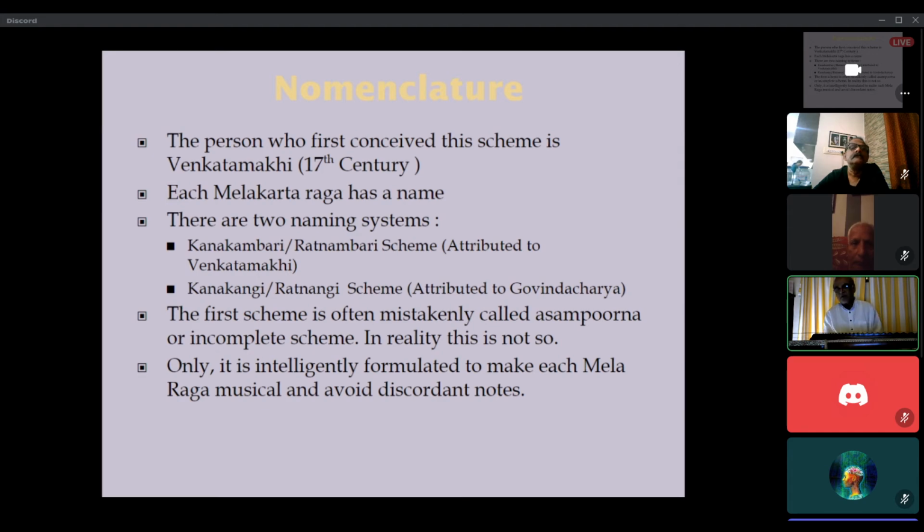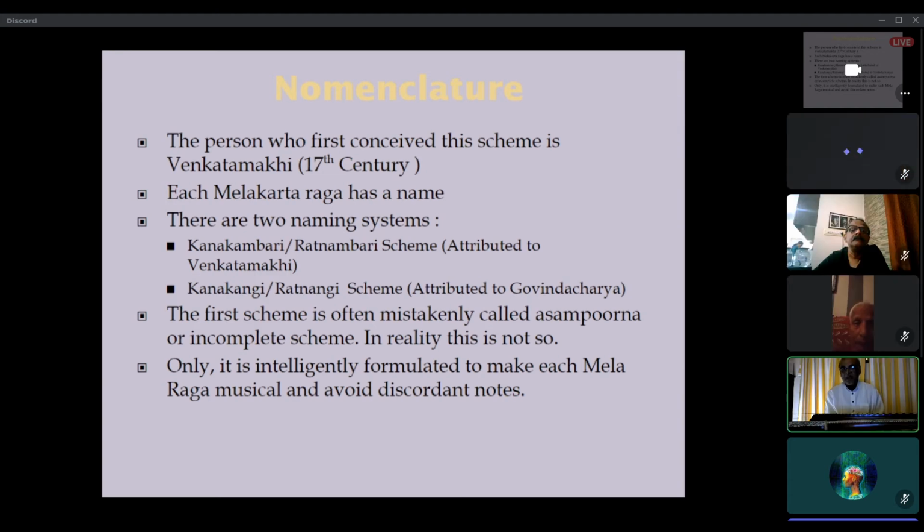We're going to have a little bit of discussion about discordant notes, and I will conclude that discussion with a very small exhibition of the first line of a song in my own amateurish way. So the vocalists of the world will please excuse me. So I want to say here that the Kanakambari Ratnambari scheme is not Asampurna, but it is intelligently formulated to make each Mela raga musical and avoid discordant notes.